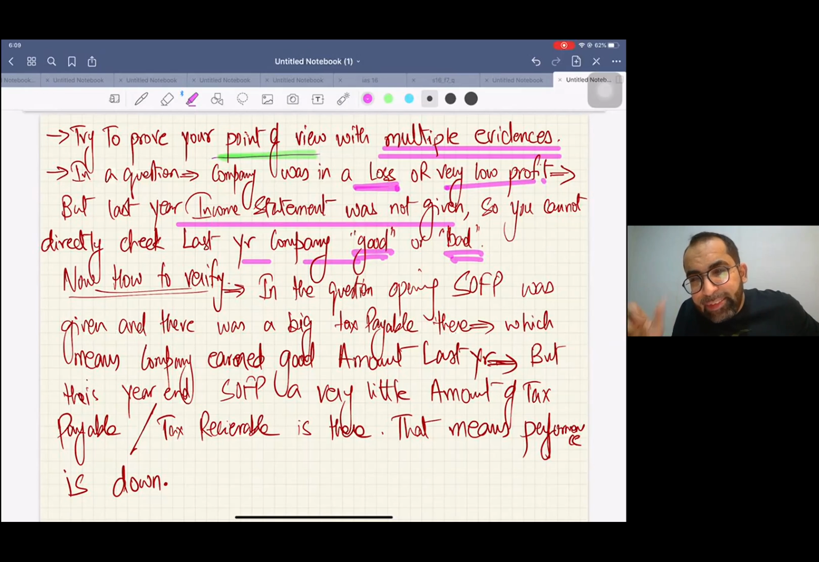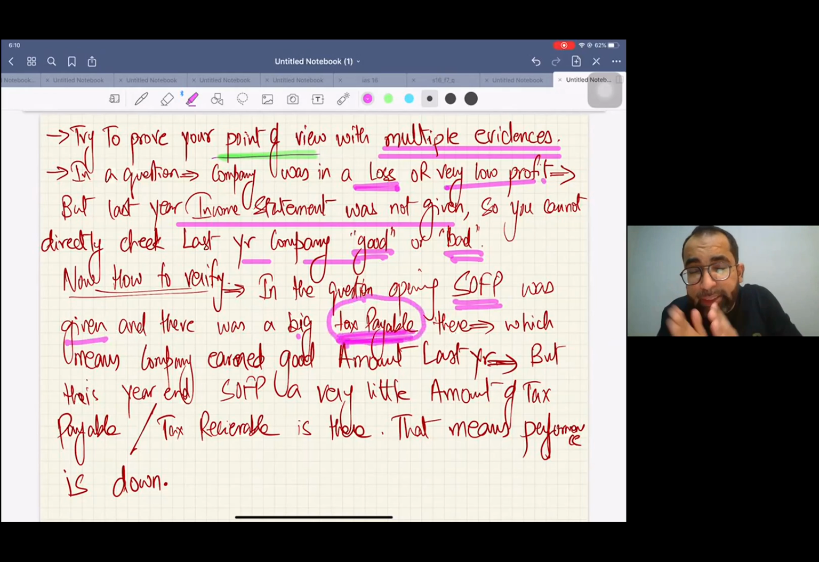So what we can do, we'll go in the opening balance sheet and we'll see the opening tax payable amount. In the question, the opening SOFP was given, and there was a big tax payable there. This year's opening balance sheet means last year's closing balance sheet.